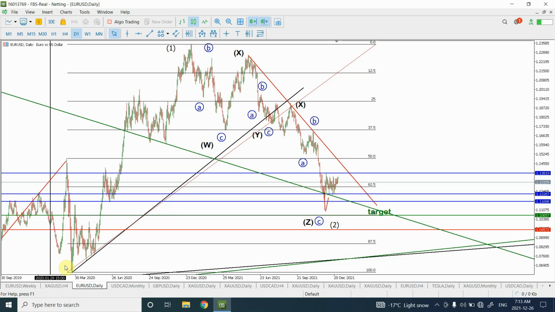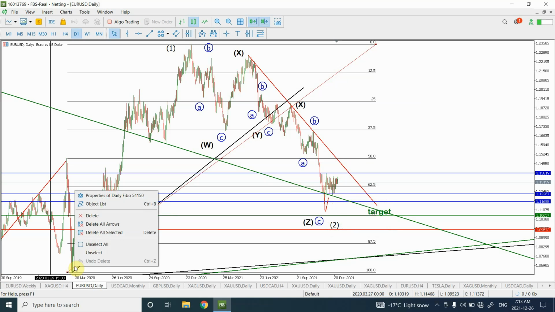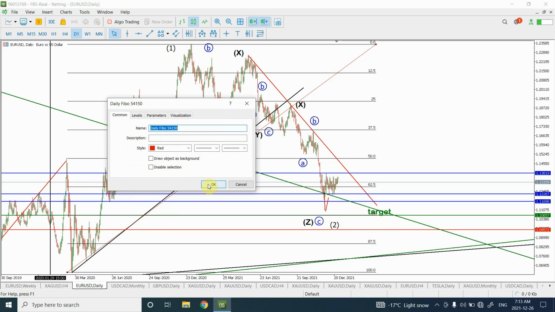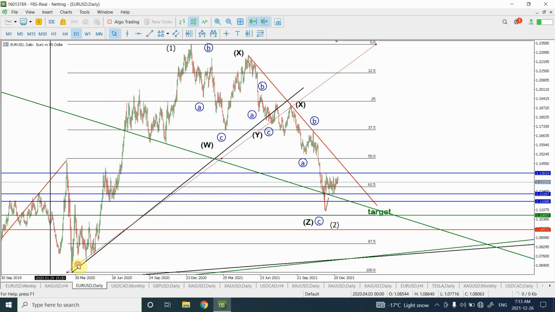So if we draw a 100% ratio right over here, this one, and let me see if I can make a copy of it. So properties, okay, right over here. I want to see. I messed up my tool. Oh yeah, it's still the new one.